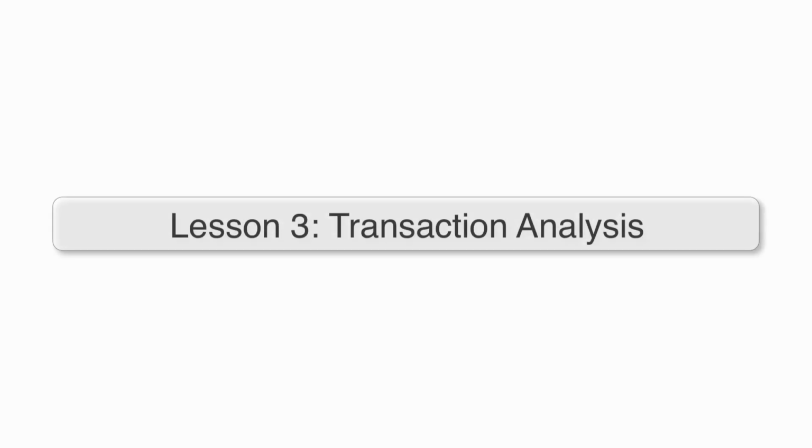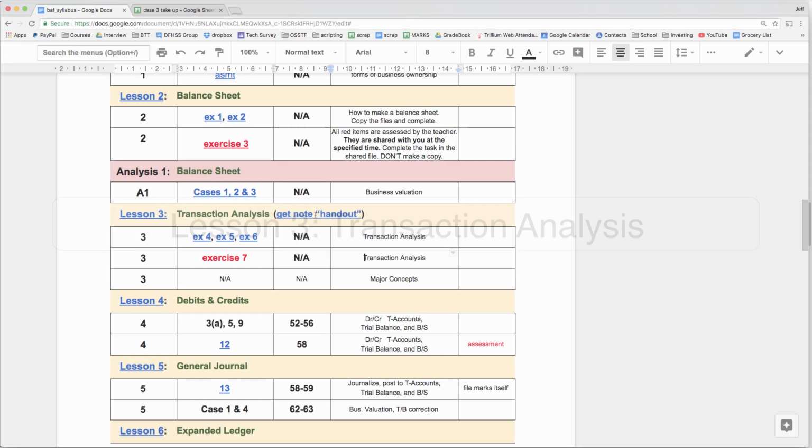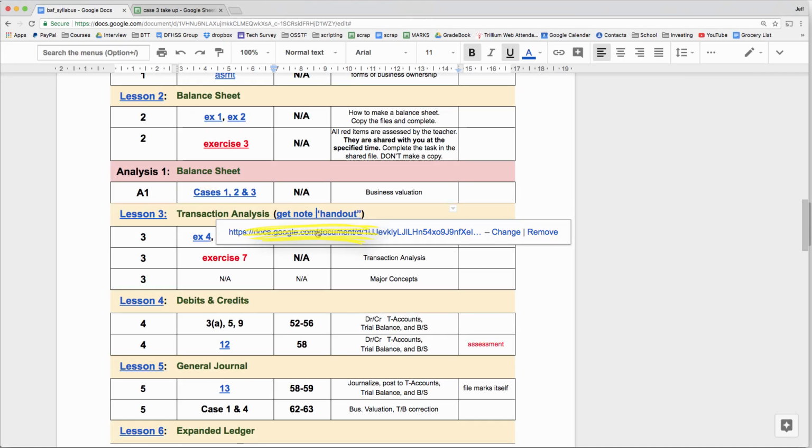So in this lesson, lesson 3, we're going to talk about transaction analysis. If you want to follow along, grab yourself the note, so-called handout, and make yourself a copy, because that's what we're going to go through. If you recall, transaction analysis is where we look at how business transactions are going to change the balance sheet. In other words, the accounting equation.